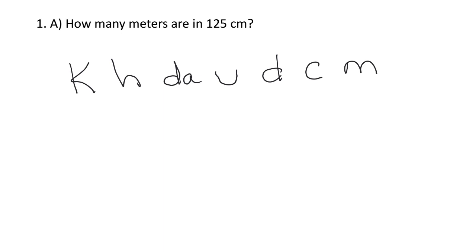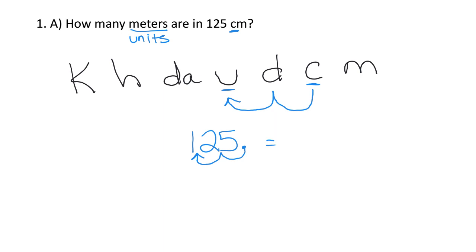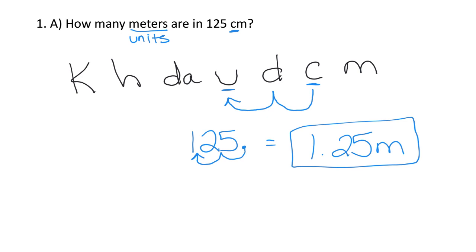Okay, so we're looking at 125 centimeters. So we have 125. Now we're going from centimeters, so this is the C, to meters. Now remember, meters is one of the units, so it's going to be under the U. So we're going from C to U. So we're going to move the decimal 1, 2 places to the left. Now remember, if it's a whole number, that decimal is at the end. So 1, 2. So that's 1.25 meters. So that's the answer to A.